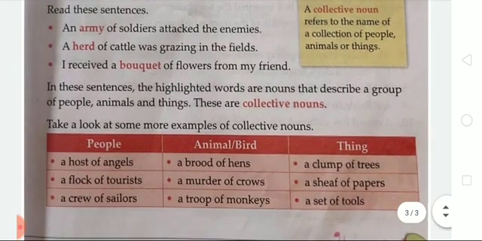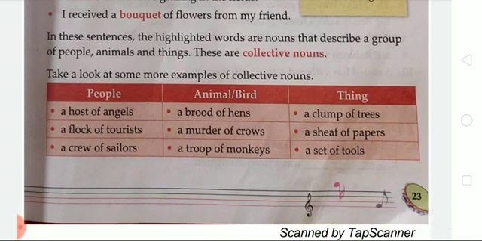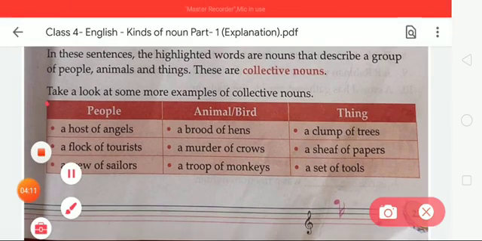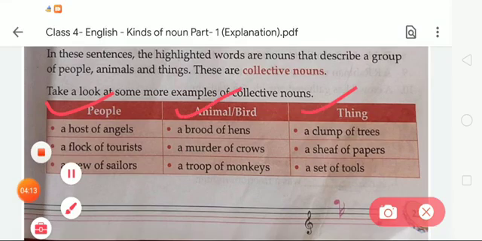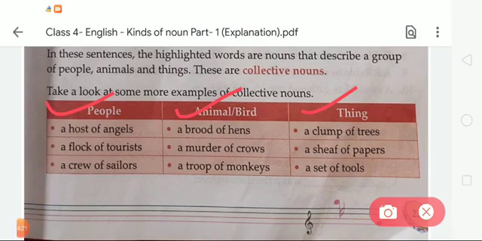Take a look at some more examples of collective nouns. They are divided into categories, as you can see on your screen: people, animals, birds, things. First, in the people category, there is a host of angels, a flock of tourists, a crew of sailors. In animals and birds, a brood of hens, a murder of crows, a troop of monkeys. In things, a clump of trees, a set of papers, a set of tools.